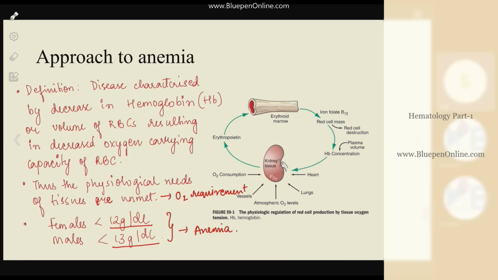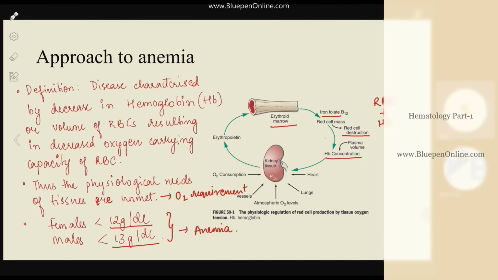So where does RBC production start? RBC production happens in the erythroid marrow, where with the help of iron, folate and B12, RBC is produced. Along with it, hemoglobin is incorporated inside the cytoplasm. Once the red cell mass is released into the plasma, it undergoes red cell destruction. In red cell destruction, hemoglobin is released into the plasma.